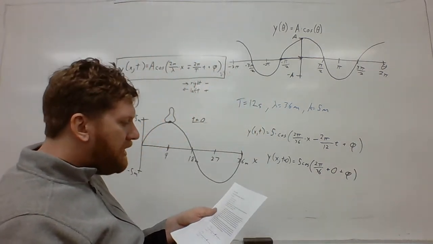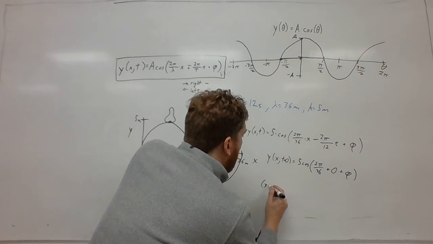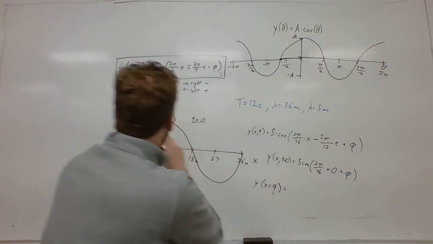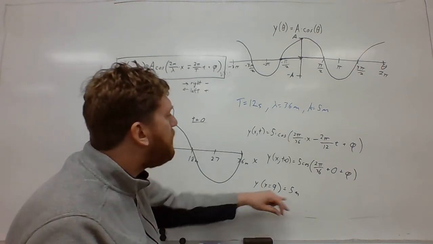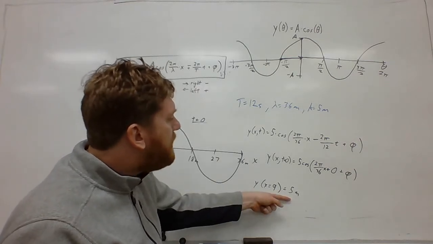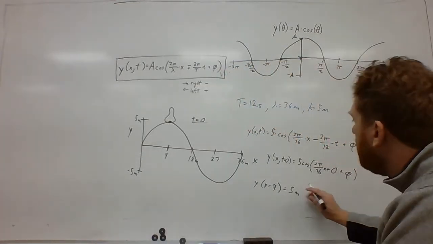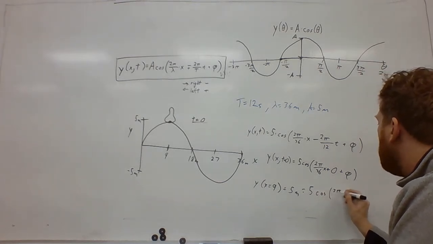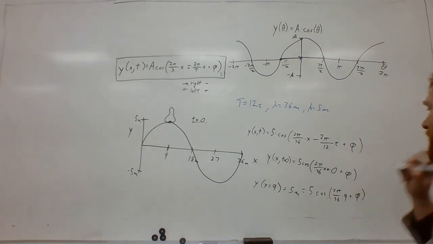Now I give you some initial conditions. I say that the buoy is located at x equals 9, and I tell you that y at that is equal to the maximum position, is equal to 5 meters. Since I give you these initial conditions, we can use these initial conditions. I forgot to put an x right here. But we can use these initial conditions to solve for our unknown, which is a phase constant. So that's equal to 5 times cosine 2 pi over 36 times x, which is 9, plus our phase constant.